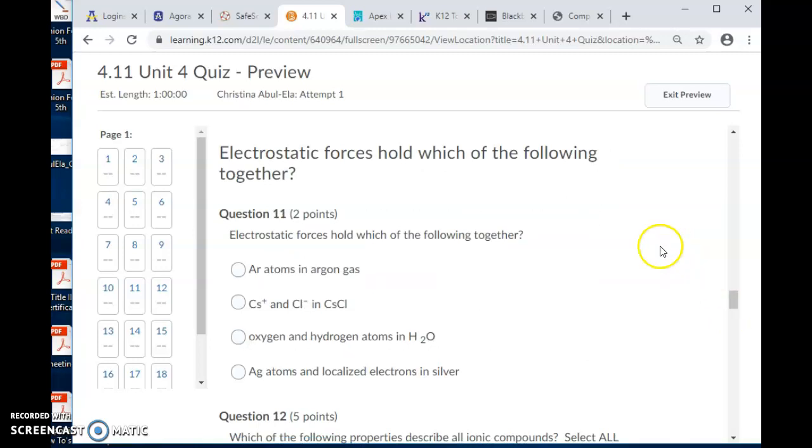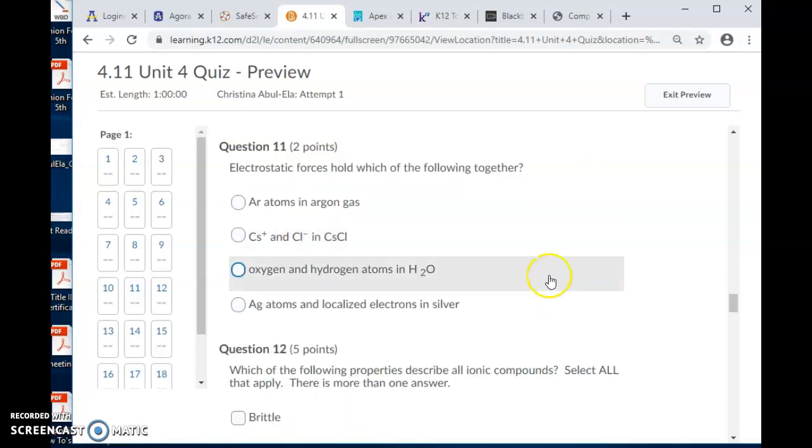Question 11. Electrostatic forces hold which of the following together? Argon atoms in argon gas, cesium and chlorine ions in cesium chloride, oxygen and hydrogen atoms in water, silver atoms and localized electrons in silver.